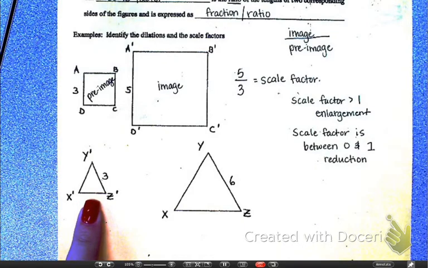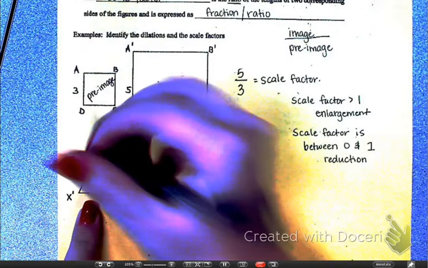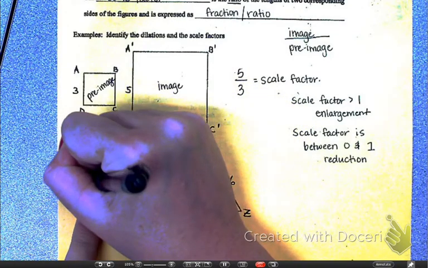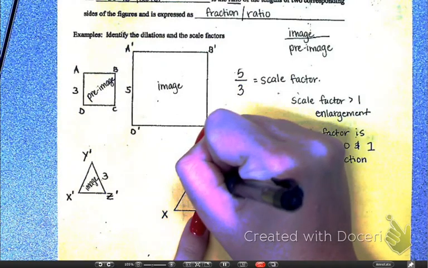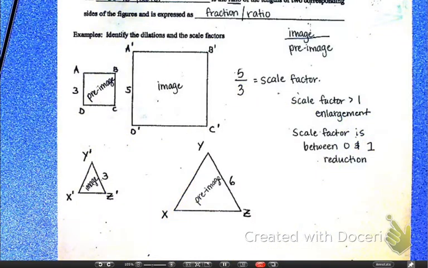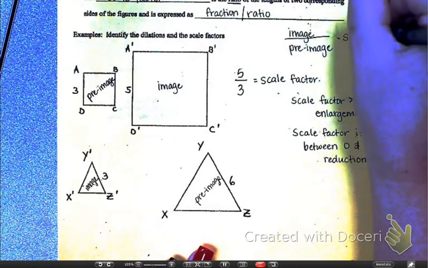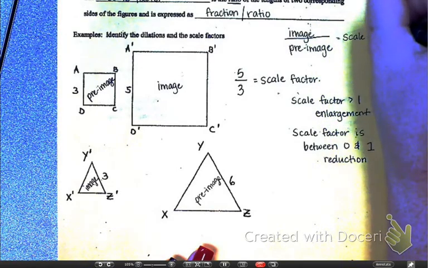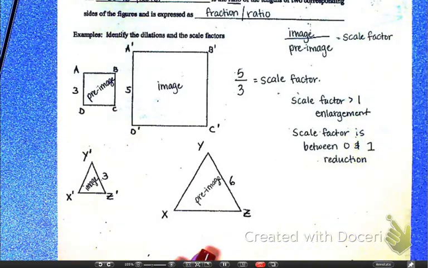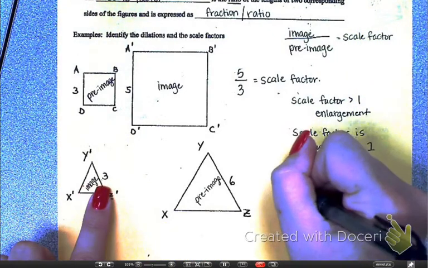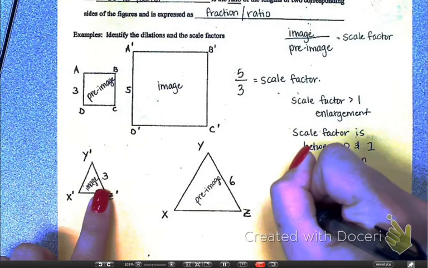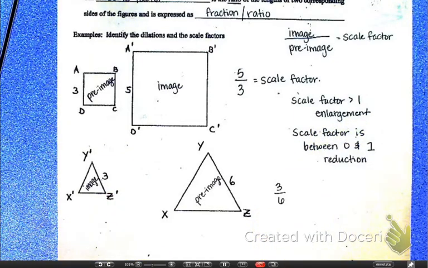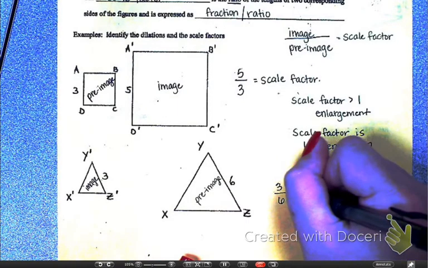Which one is this smaller triangle? It's your image. It's your new figure. And this one would be the pre-image. Remember to find scale factor. It's image over pre-image. So our image over our pre-image. I get 3 over 6. What does that reduce to?